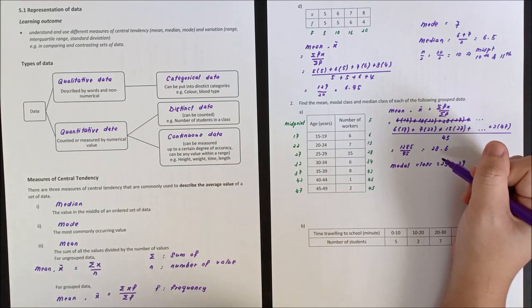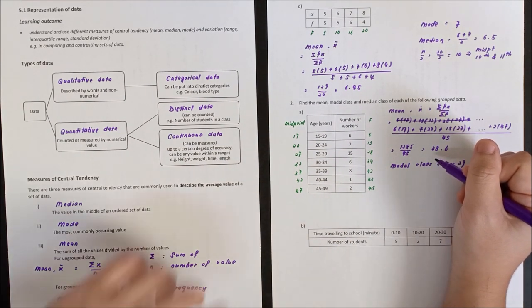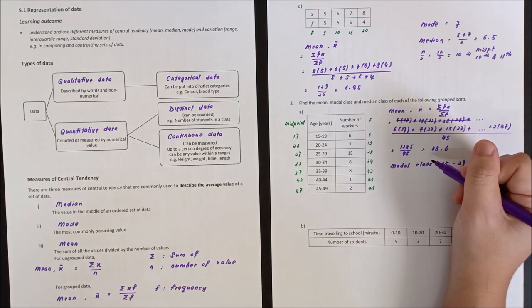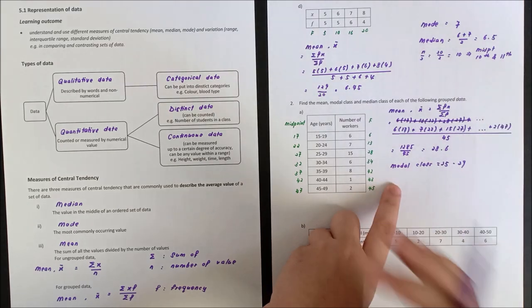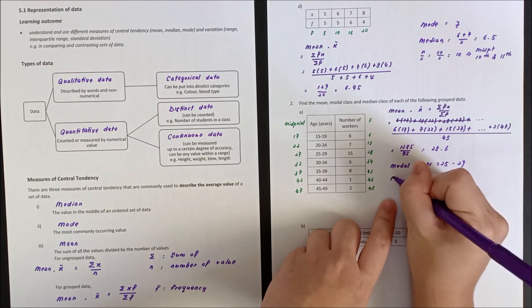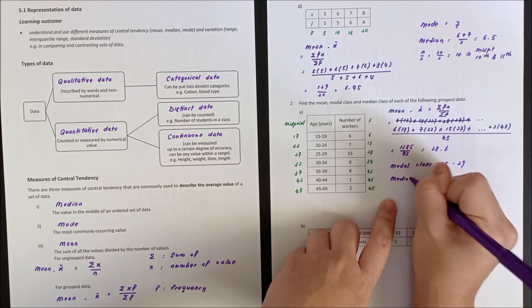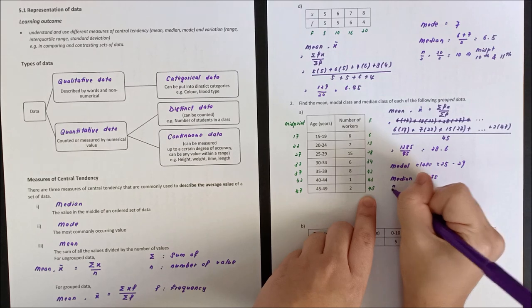So the same thing for the median class also. There's actually a long formula to find the median, but that is not covered in your syllabus for S1, so we don't cover that. We just learn how to find the median class. So it's the same thing. If you want to find the median class, do n divided by 2 also. So your n here is 45.